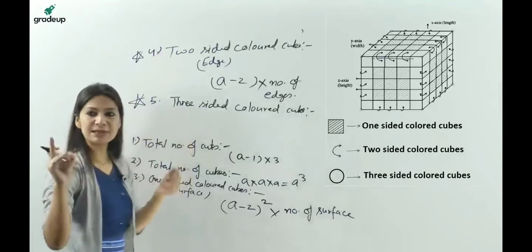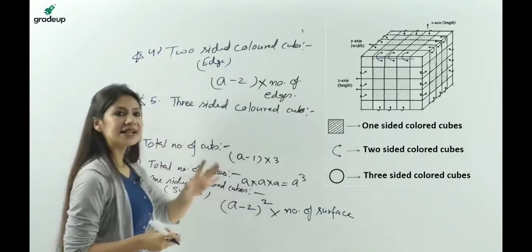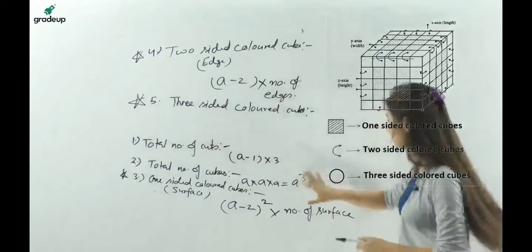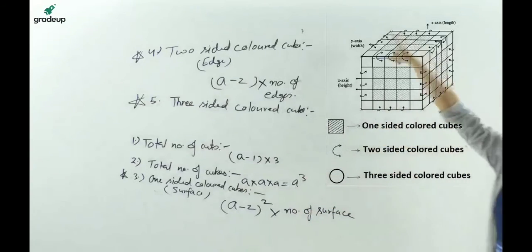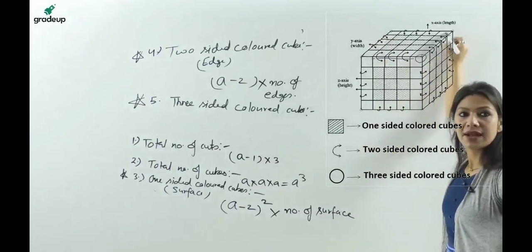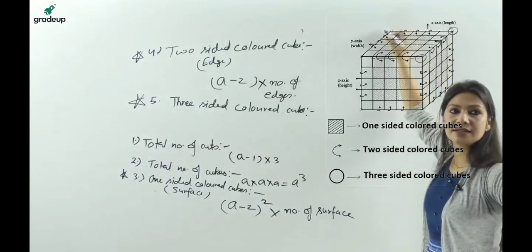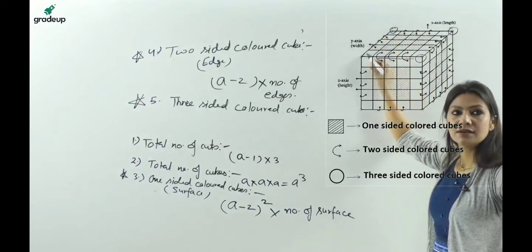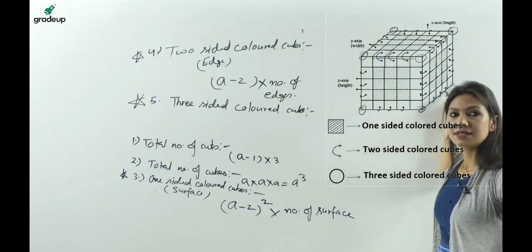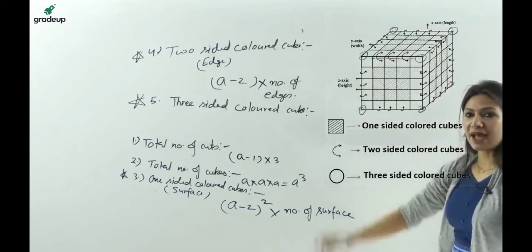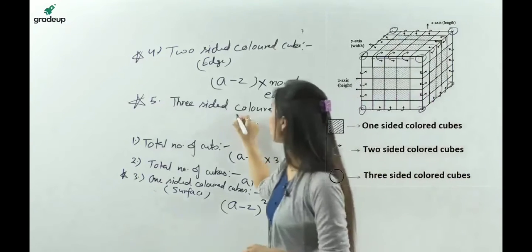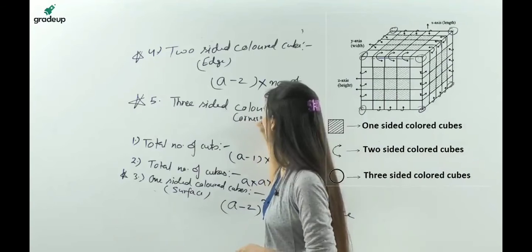So just give me one answer first of all. Three-sided colored cube, what are you thinking? For a three-sided colored cube, should I go to the surface, the edges, or the corners? Here in this example, this is one corner, another is here, third one, fourth one, fifth, sixth, seventh, and the eighth one is on the back side. So for a three-sided colored cube, obviously we can check the corners.